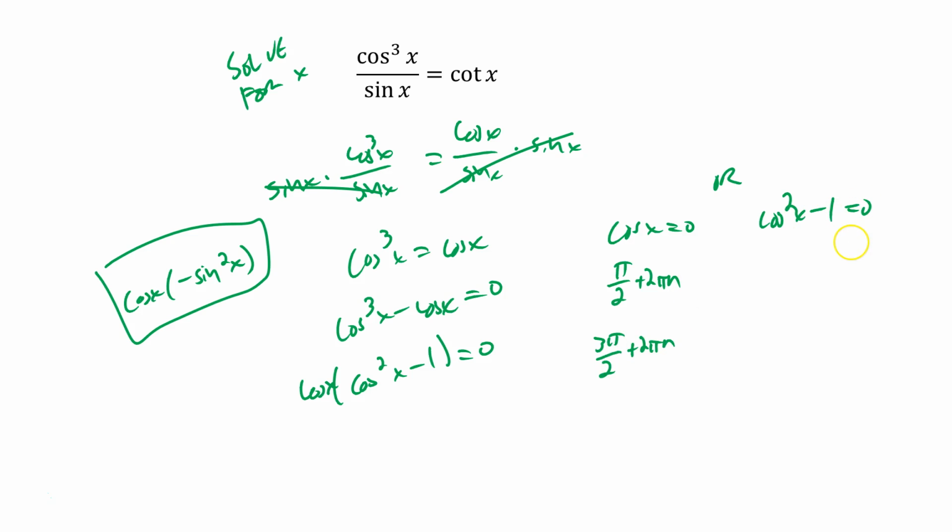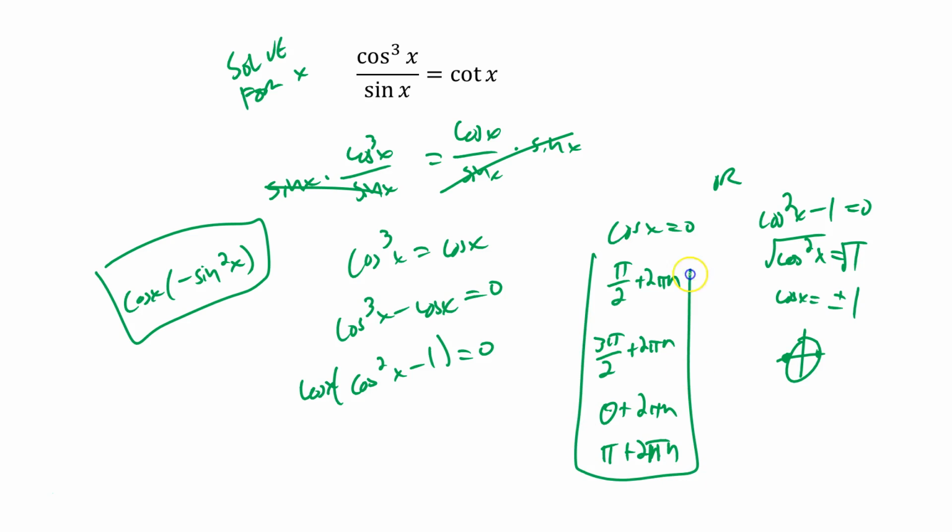Cosine squared minus 1 equals 0. Well, if I add 1 to both sides, I have cosine squared x equals 1. So that means when I take the square root, cosine x could be positive or negative 1. Remember, when we take the square root, we get two solutions. Cosine x is plus or minus 1 at 0 and pi. So we're going to have 0 plus 2 pi n, and also pi plus 2 pi n. All right, and those are our four solutions.